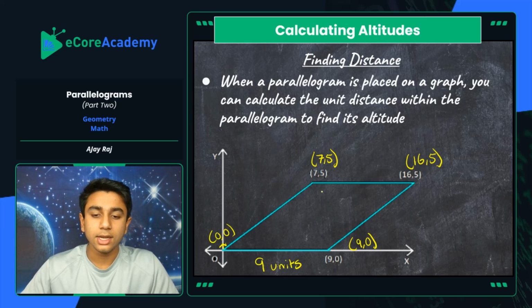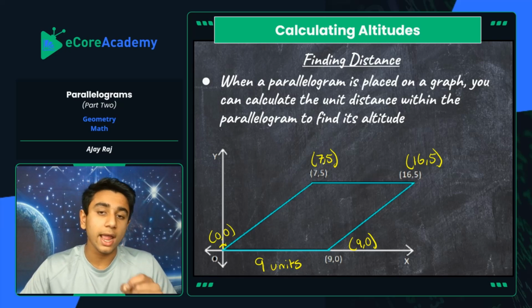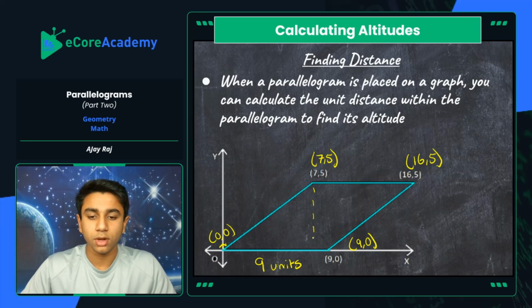That's our base done. Now we have to calculate this vertical altitude that's going to intersect this given base here. So what we're going to do first is take a look at this point here. We know that it's 7, 5. Now we want to pay attention to the y-axis at this point, because we're trying to find that vertical distance that this altitude runs. So we're not worried about the x-axis because it's horizontal distance.